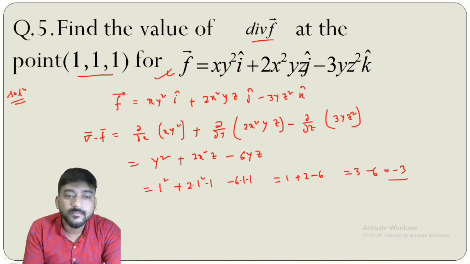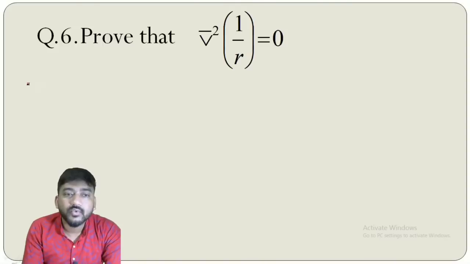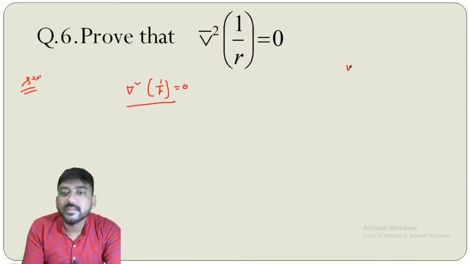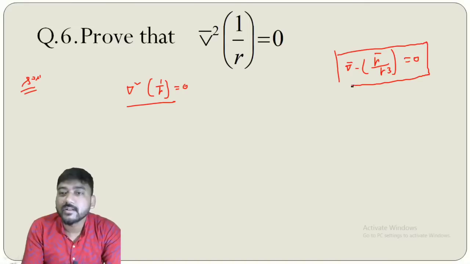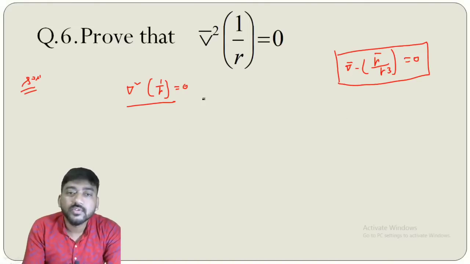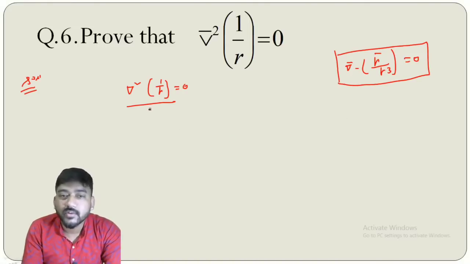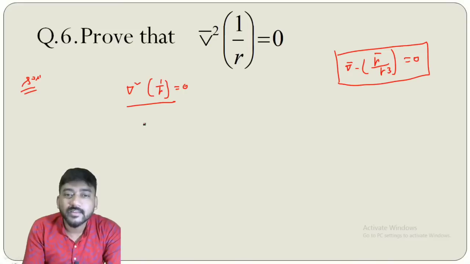So next, we have to find out that del square 1 by r is equal to 0. We have already proved this result, that divergence of r by r cube is equal to 0. We will use this result. So you can easily prove this result also, because you can write it like this.